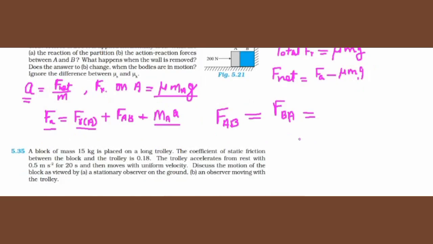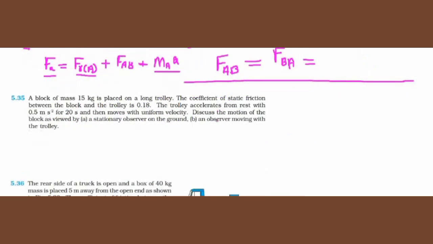Let's go to question 34. Now come to question 35. A block of mass 15 kilogram is placed on a long trolley and the coefficient of static friction between the block and the trolley is 0.18. The trolley accelerates from rest with 0.5 meter per second square for 20 seconds, then moves with a uniform velocity. Discuss the motion of the block viewed by a stationary observer and the observer moving with the trolley.